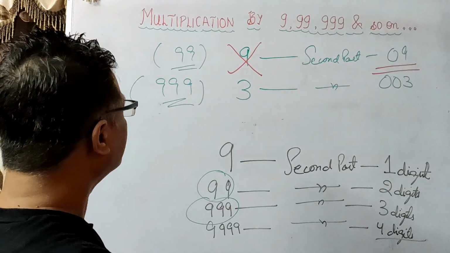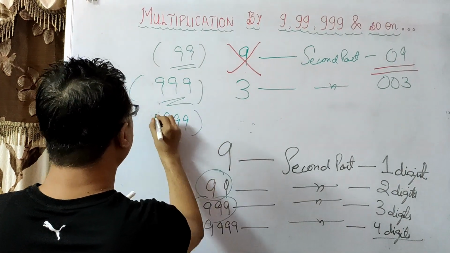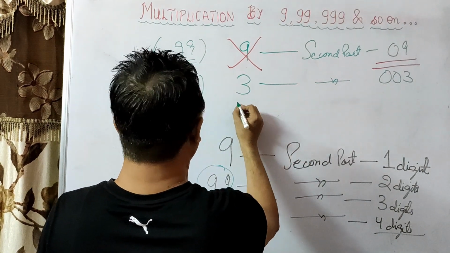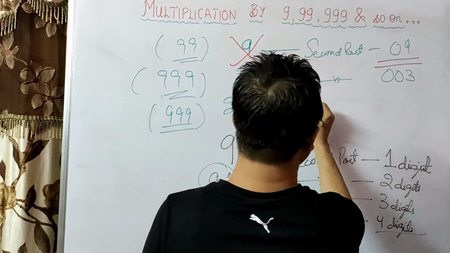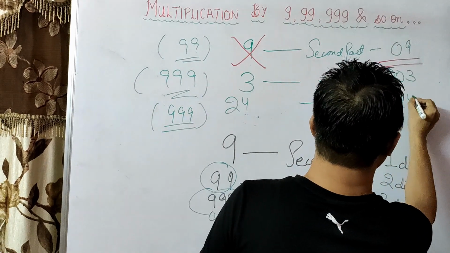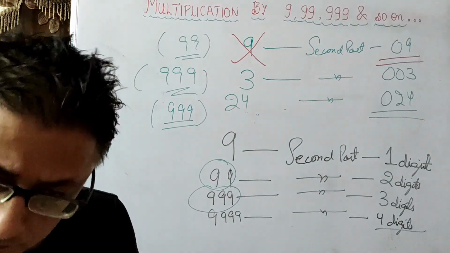Similarly, if we are multiplying with 999, 999 has 3 digits. And our second part is, suppose, 24, then the second part will become 024. We'll see this in some examples.